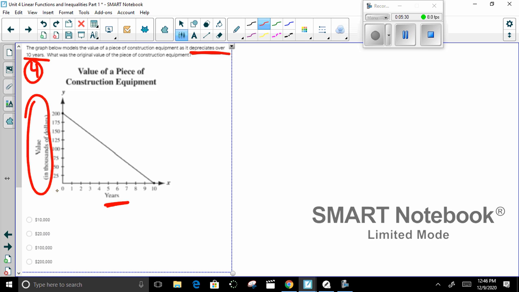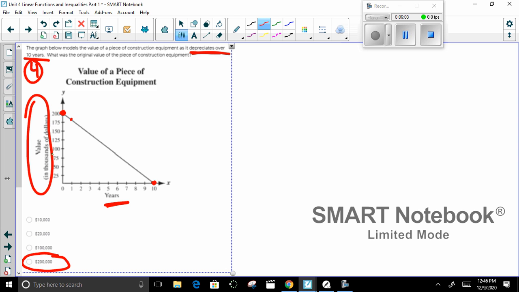So at 0 years, it cost $200,000. 1 year, looks like it comes down a little. After 10 years, the value of this item is $0. What was the original value of the piece of construction equipment? So after 0 years, it was $200,000. Well, that means 0 years means it hasn't been bought, hasn't been used, so the original price was $200,000.